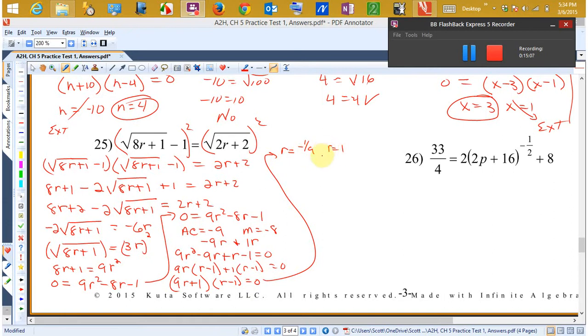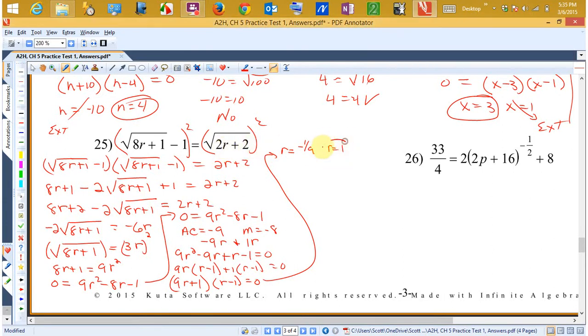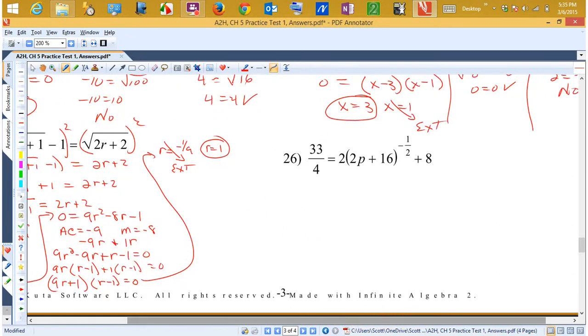Okay, so if you check both those, what you're going to find is this is a good solution. This is not. Okay, so let's save some time and just not do that, but you would check those. Okay, let's go to this other one. This is going to be a little more complicated. Okay, so I'm going to rewrite this.